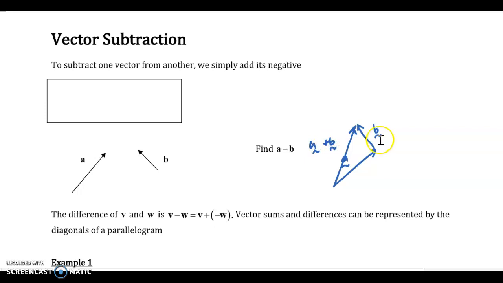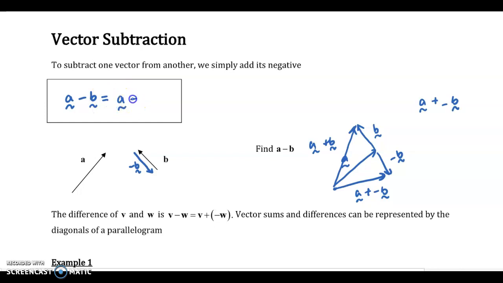Now, if I were to introduce a negative B vector, that would be the same magnitude but in the opposite direction. That would be negative B. So if I wanted A plus negative B, then I'd have my original A vector adding negative B, so opposite direction to positive B. My resultant vector would be down here, A plus negative B. Now that is actually the same as if I took vector A minus vector B. That is the rule for vector subtraction.